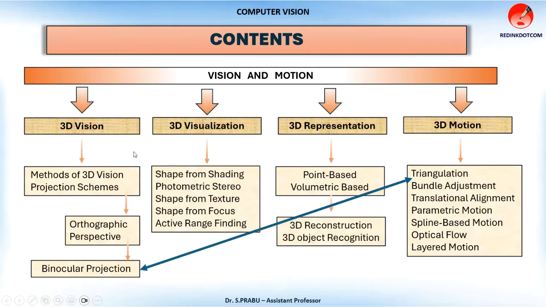Now let's conclude this part. So in 3D vision we can capture different 3D objects using the 3D camera, with either orthographic projection or perspective projection, and that can go to the next stage called 3D visualization.